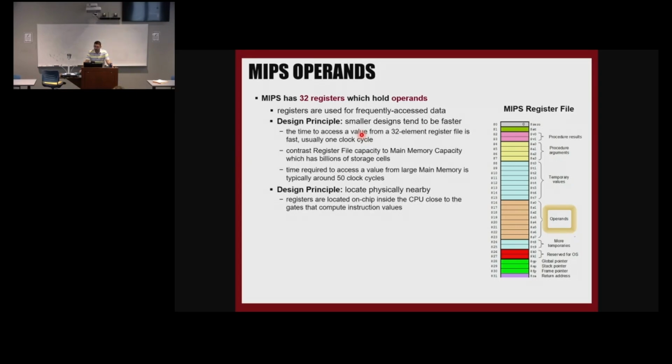One type of operands that we can have in MIPS instructions is register. So we talked about the register file a little bit last time. We mentioned that register file is a small memory that is inside the CPU. There are two design principles. One is smaller designs tend to be faster. So if you have a smaller memory, you have faster memory, probably because it doesn't take that long to access different blocks in the memory. The other one is locality. It's important to have memory close to the processor, right?